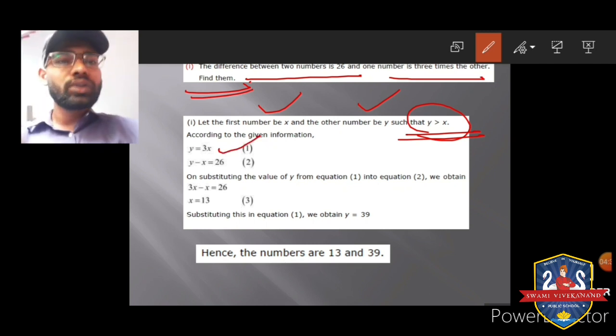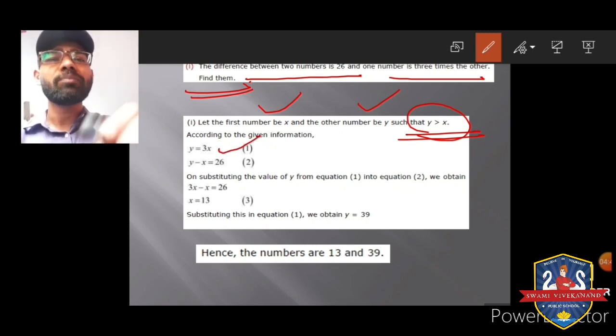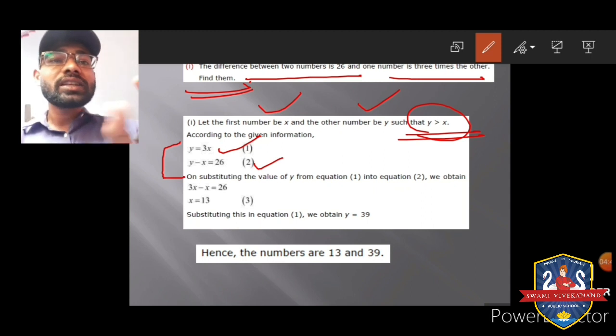So we get y is equal to 3x. Second is the difference of two numbers. Difference means the greater number minus the smaller number. So y minus x is equal to 26. This step is the formation of linear equation.